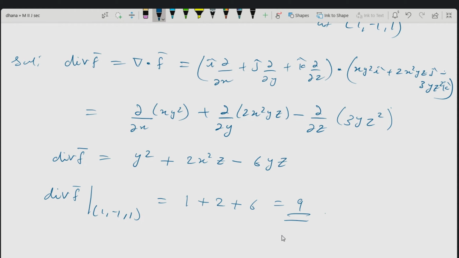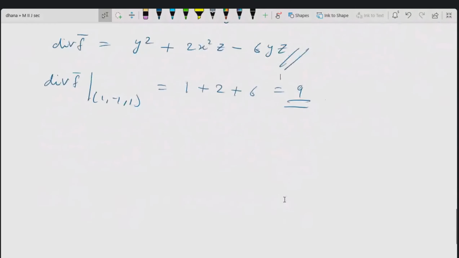Understood? If no point is given, then this is the divergence of f. And this is divergence of f bar at a particular point. So if I change the point, you will get some other constant value there. Okay?